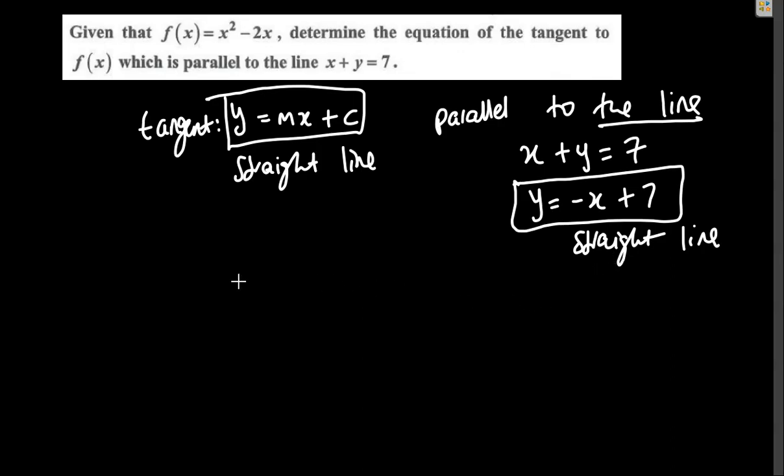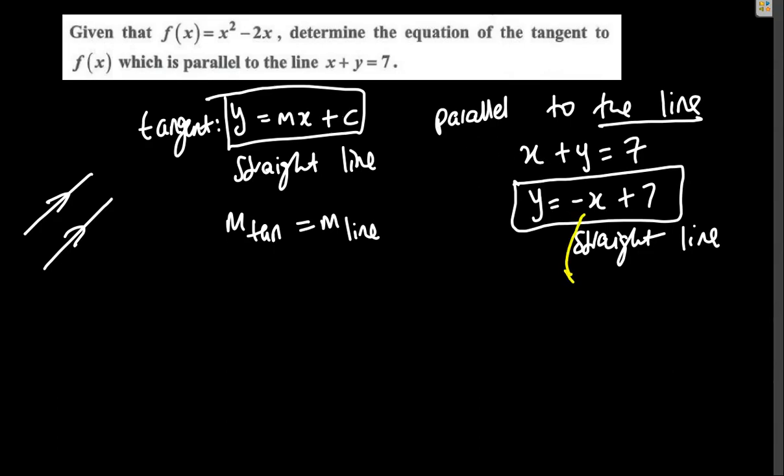Good people, I need you to know that two straight lines are only parallel if they have the same gradient. Remember that? So it means the gradient of our tangent must be equal to the gradient of the line, so that both of them are parallel to each other. So we must find that the gradient of the tangent must be equal to the gradient of the line. So what does that tell us? Don't we know the gradient of this line?